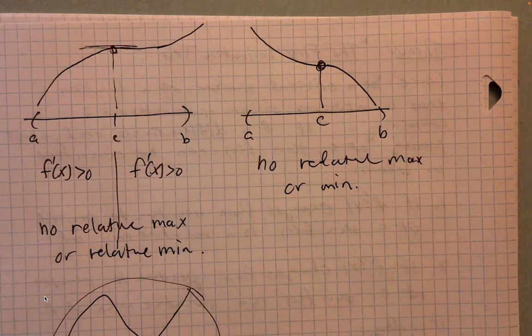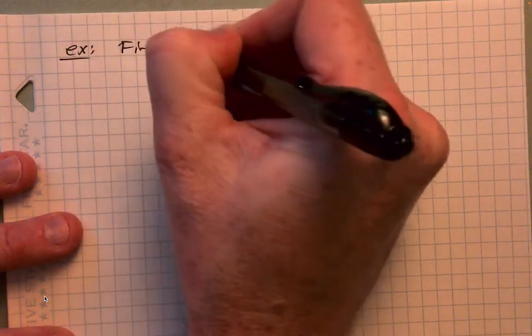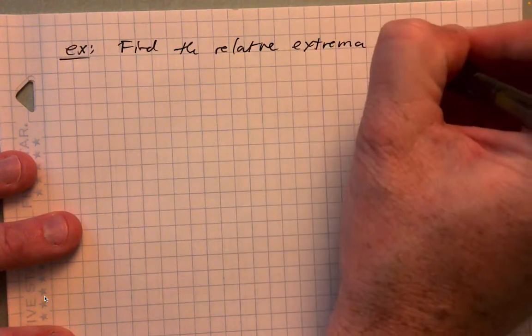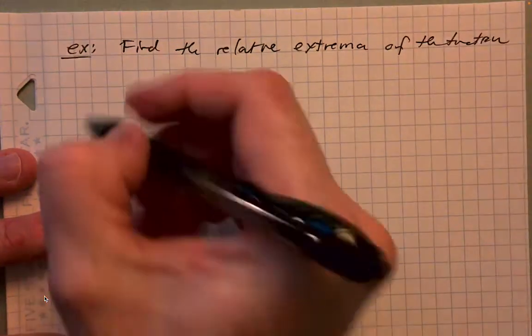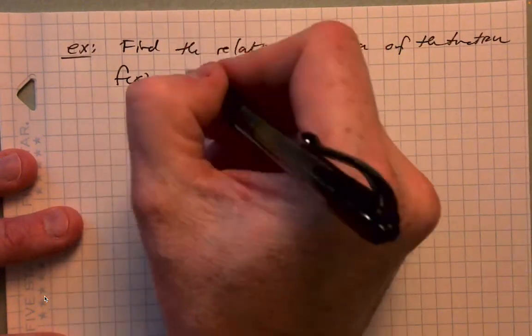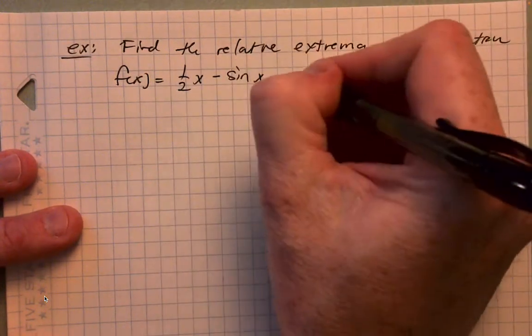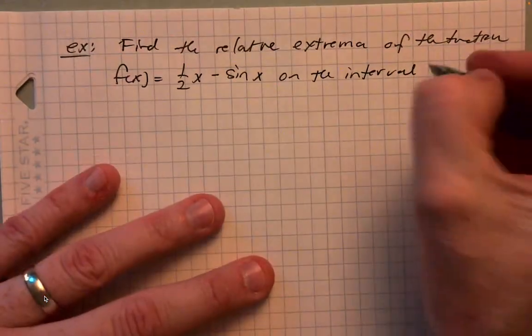Let's do a couple of examples here where we explicitly rely on the first derivative test. So, example. Find the relative extrema of the function f of x equals 1/2 x minus sine of x on the interval. All right, and the interval is going to be 0 to 2 pi.